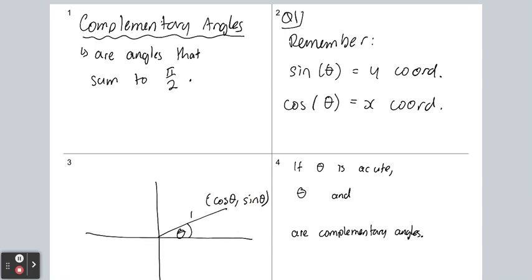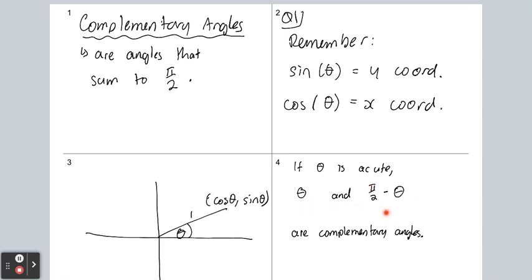Okay, good so far? All right. So if theta is acute, I won't even get you to guess what I'm looking for here. If theta is acute, then theta and pi on 2 minus theta are complementary angles. There's a relationship there between those two. Don't get caught up with the idea that this is something magical. It is just an angle. Let me show you what I mean.